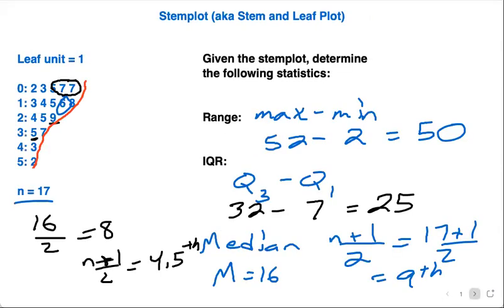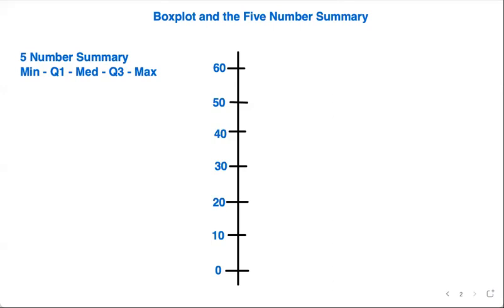So if I want to go ahead and list those all off in a nice structured order, the minimum was 2, the first quartile was 7, the median 16, the third quartile 32, and the maximum is 52 in this case. The minimum is the lowest value.